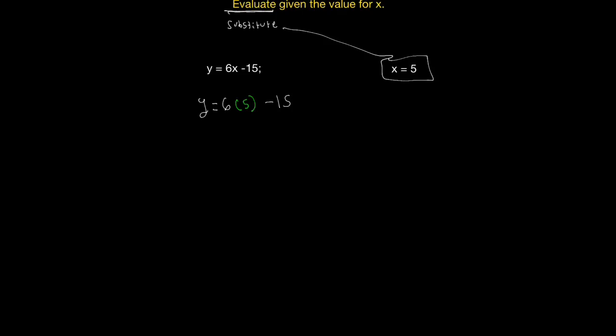Next, we just do the computation. And here's what I mean by knowing how to add, subtract, divide, multiply. So here we have 6 multiplied by 5. 6 times 5, that is 30. And then we subtract 15. 30 minus 15 is 15.